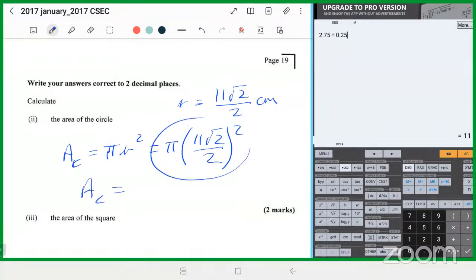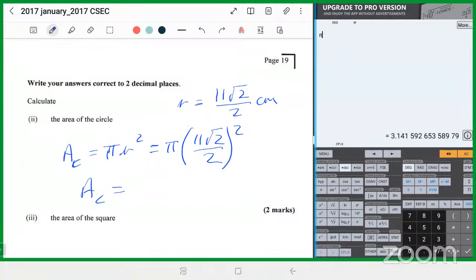And I wrote this out. Put that in the calculator, see what we get. So I'm going to get pi times a fraction, 11 times the square root of 2 over 2 for the radius, and I'm squaring that. So I get, to 2 decimal places, 190.07 centimeters squared is the area of that circle.